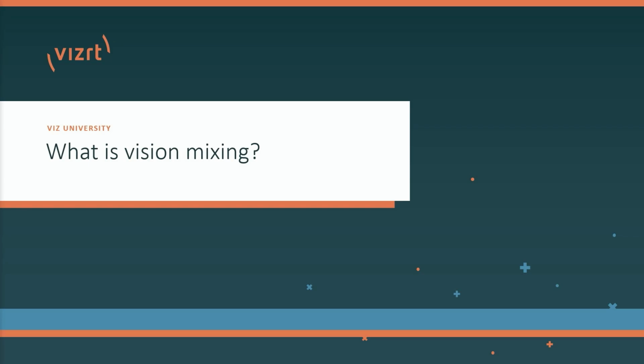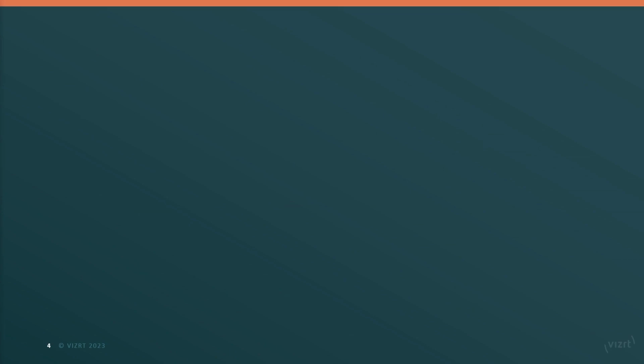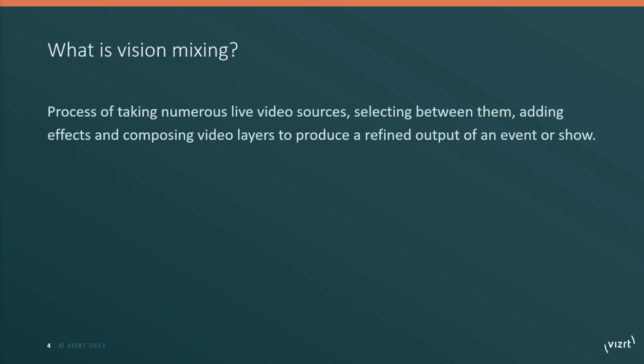So let's start our class by learning what vision mixing is. To describe it in a sentence, it is the process of taking numerous live video sources, selecting between them, adding effects, and compositing video layers to produce a refined output of an event or show.